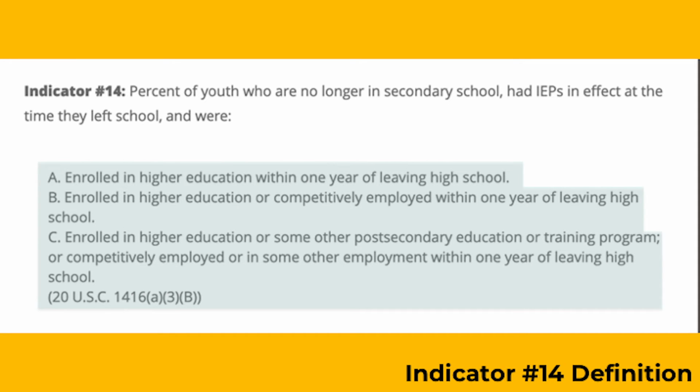Let's review the Indicator 14 definition. The first outcome looks at the percent of students enrolled in higher education. The second outcome is percent of students enrolled in higher education or competitively employed. The third outcome combines all of the potential outcomes of students, including higher education, competitive employment, post-secondary education or training, or in some other employment. This definition is also provided on the survey instrument for your reference.